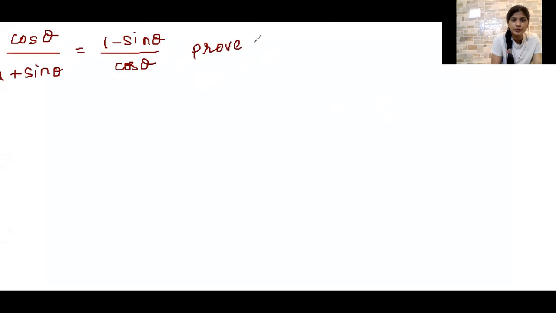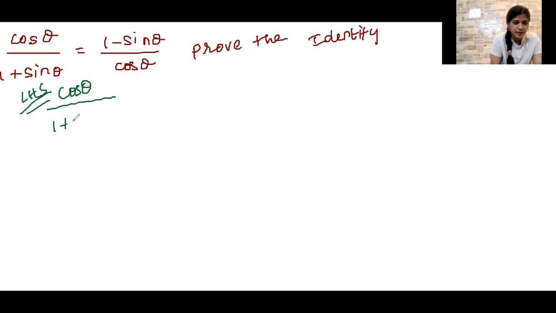You have to prove the identity. You have to show the left hand side is equal to the right hand side. Very, very easy. You will be applying the Pythagorean theorem. So the first thing is I'm going to take the left hand side. So the left hand side is cos theta upon 1 plus sine theta.